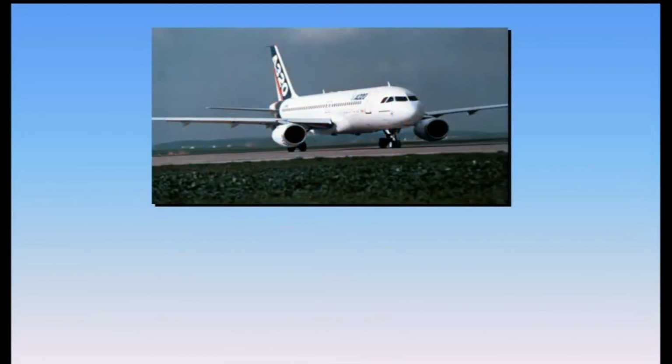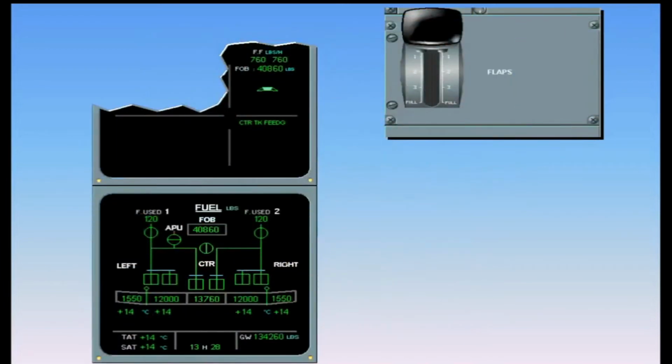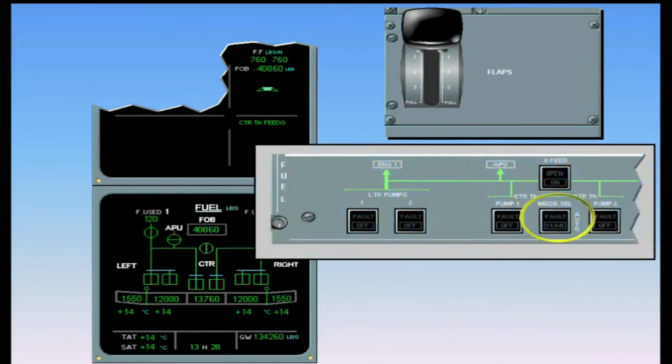The items related to the engine start are complete. We will now discuss items related to the fuel system that you will encounter during taxi. When the slats are extended, one of the automatic functions of the center tank is activated. Notice that the Mode Select push-button switch is set to Auto, lights out.